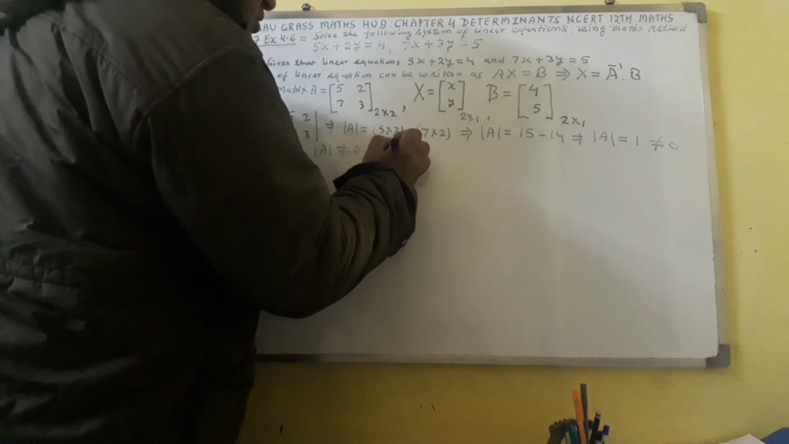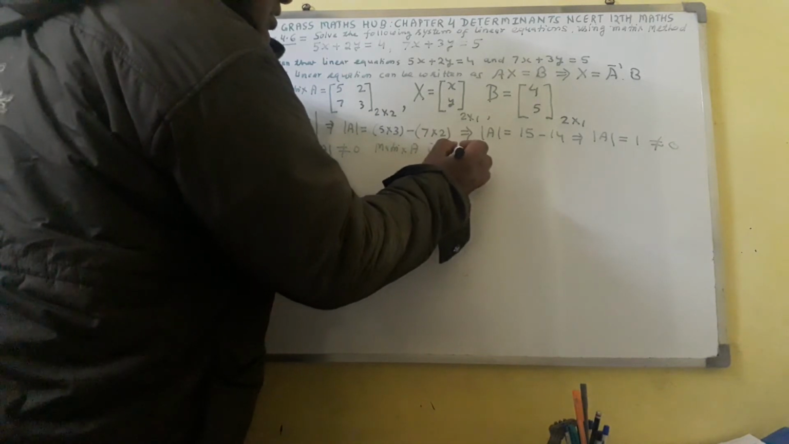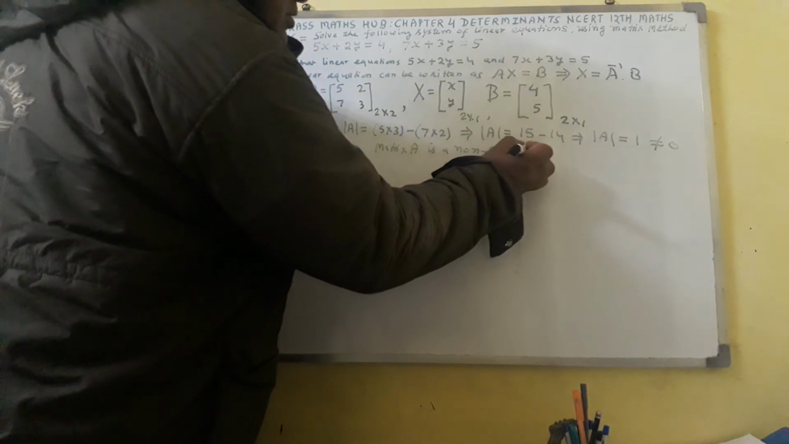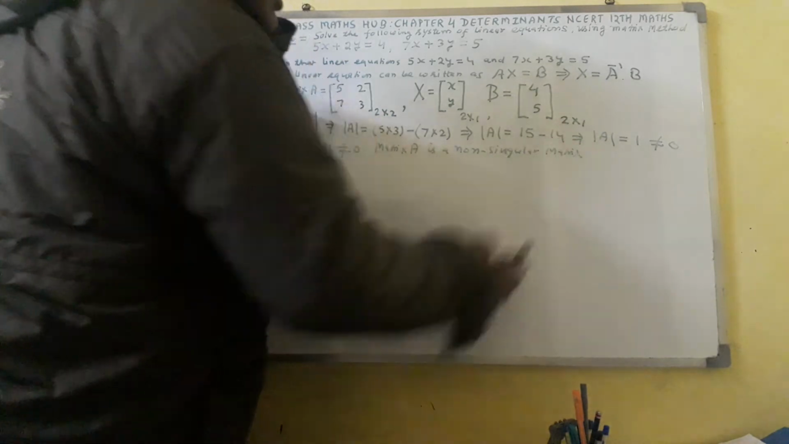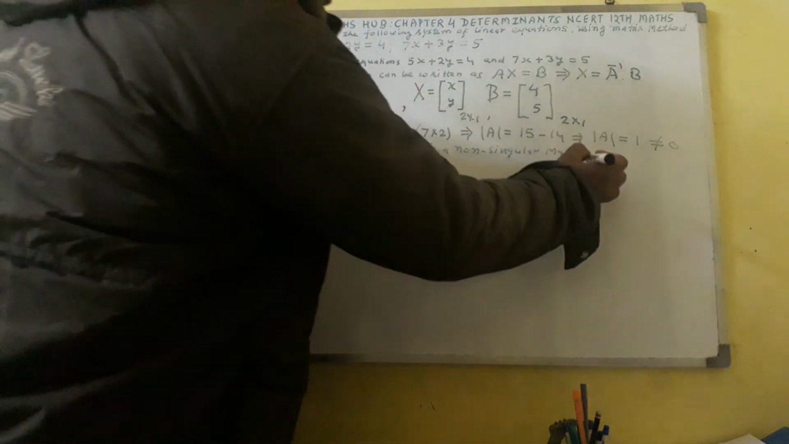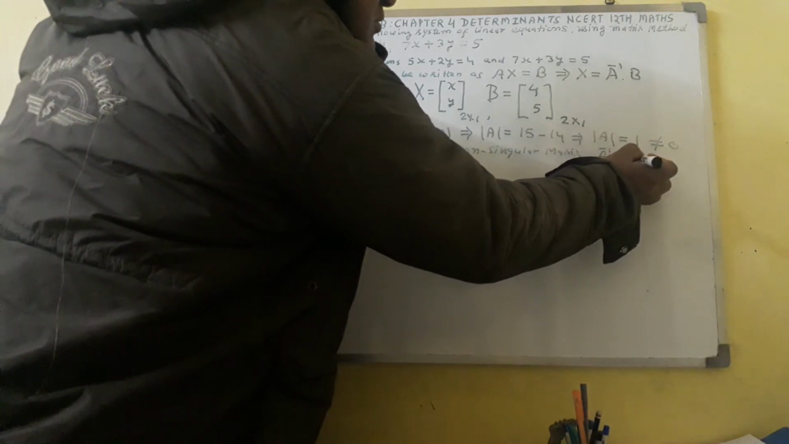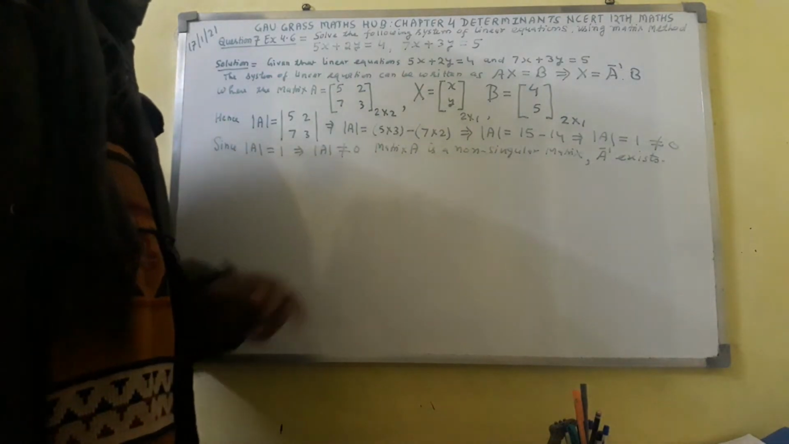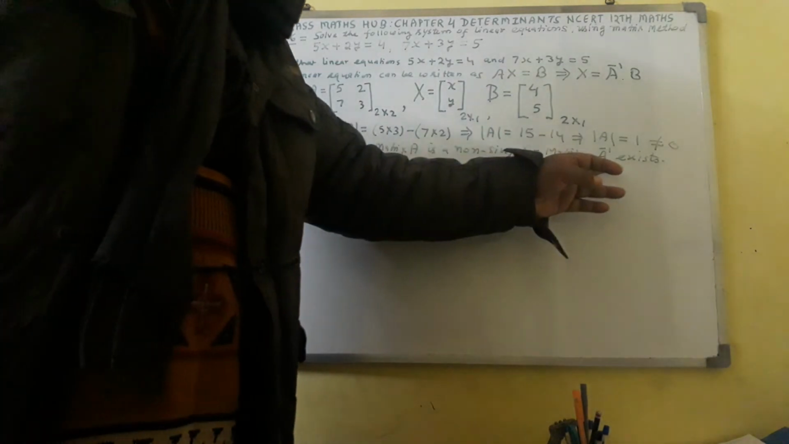Matrix A is a non-singular matrix. For a non-singular matrix, A inverse exists. This thing you have to write: determinant of A is not equal to 0. Matrix A is a non-singular matrix. Therefore, A inverse will exist.